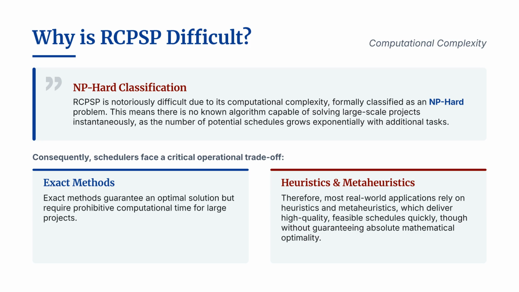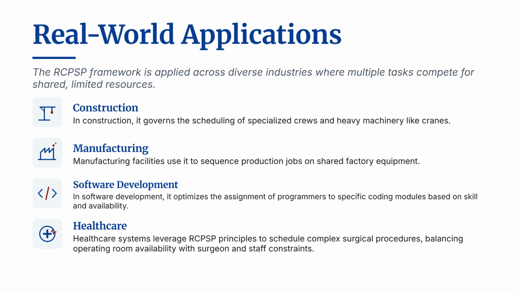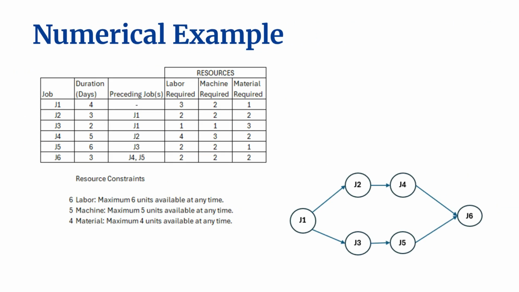cannot mathematically prove optimality. Despite this difficulty, RCPSP is indispensable across industries. Construction firms use it for crane allocation, manufacturers for job shop sequencing, software teams for programmer assignment, and hospitals for operating room scheduling. Mastering these foundational concepts is essential for advanced domains, including human-centric scheduling. Let's look at a numerical example. Here we have a set of jobs, their durations, and specific requirements for labor, machines, and materials, alongside logical dependencies.